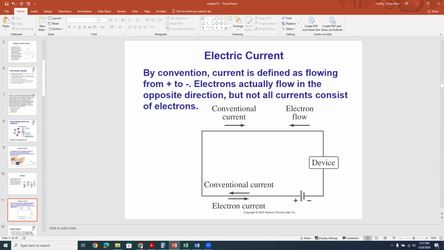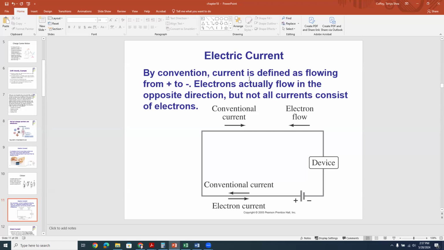Okay, so by convention, thank you, Ben Franklin, current is defined as flowing from positive to negative. And like I said, maybe in the body, where you have sodium and potassium positively charged ions carrying a current, that would be what is happening. But in a metal wire, it's actually the electrons that are the charge carriers, okay? And so remember that electron flow is opposite to the direction of conventional current.